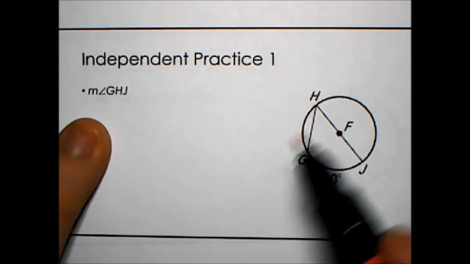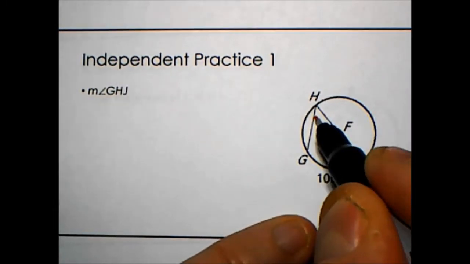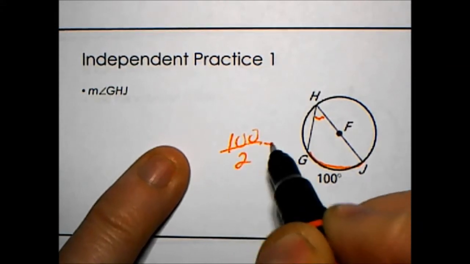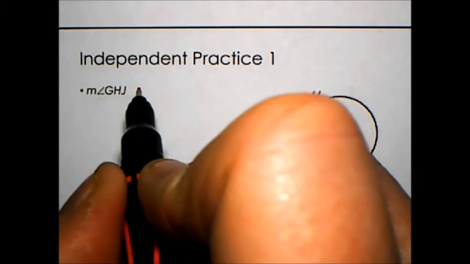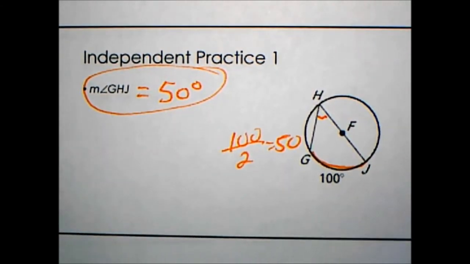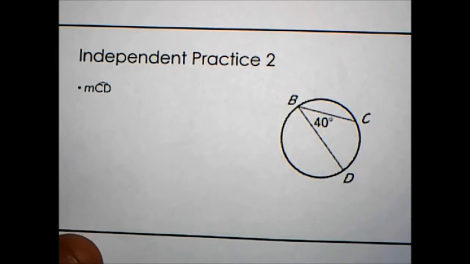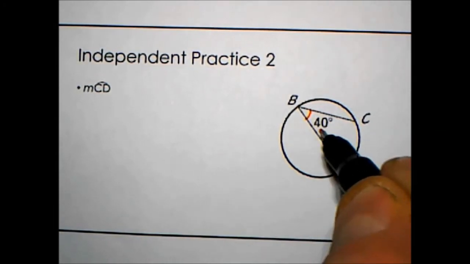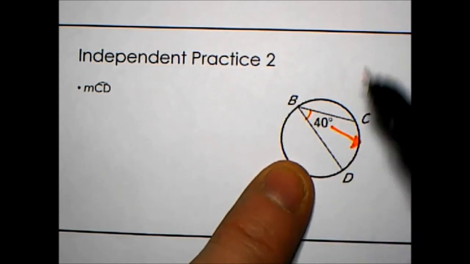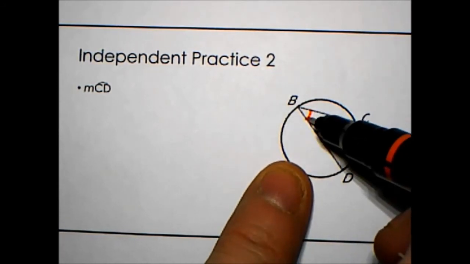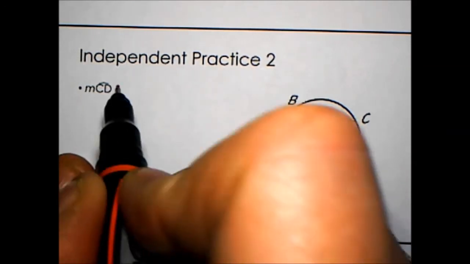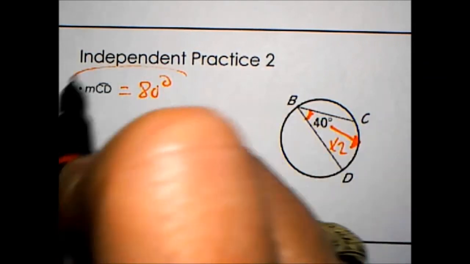Okay, number 1, it says GHJ is what I'm looking for. The intercepted arc is 100, so I'm going to take 100 and divide by 2, which means that angle is 50 degrees. Number 2 tells you the inscribed angle is 40. The intercepted arc is what you're looking for, so you double it. Means this is 80 degrees, and there's your answer.